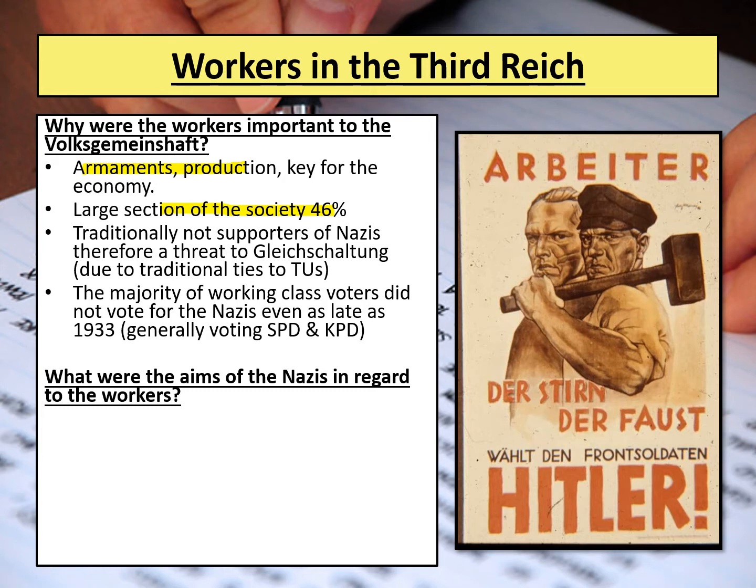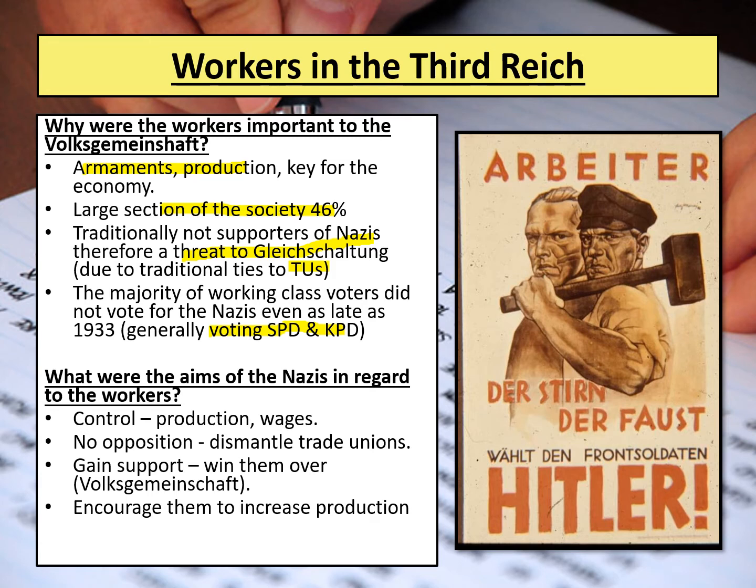But traditionally, the workers weren't normally supportive of the Nazis, and therefore they were a threat to this policy of Gleichschaltung, or coordination, because they were generally people linked to trade unions, and generally they had voted for parties like the SPD and the KPD in the past. Therefore, the Nazis have got to try and win them round.